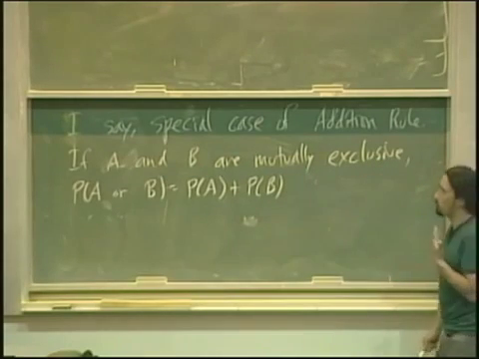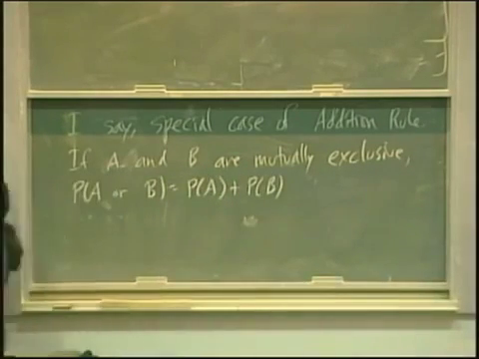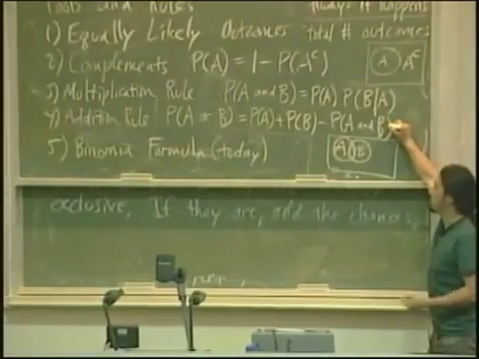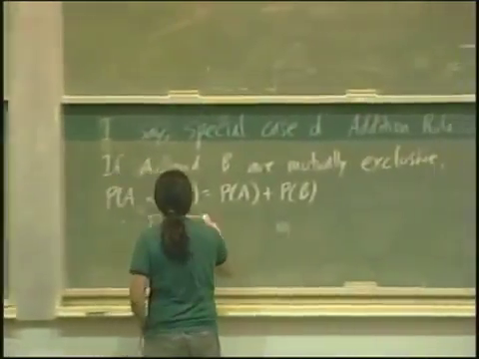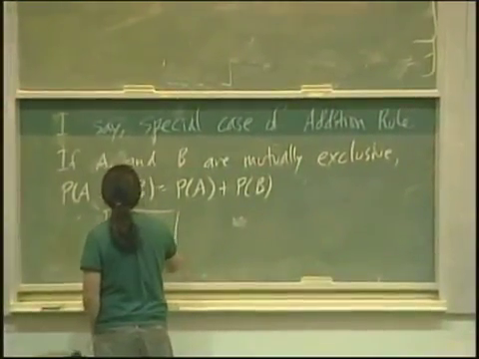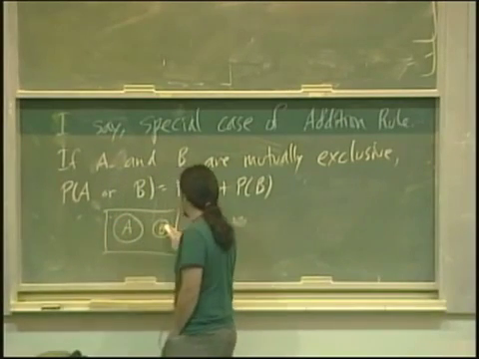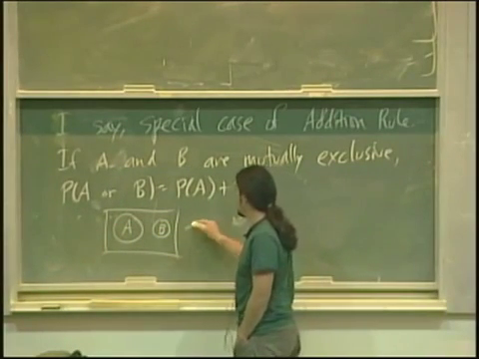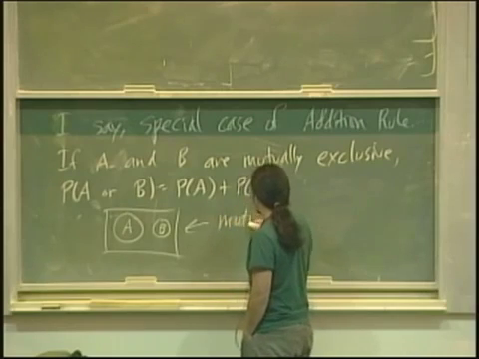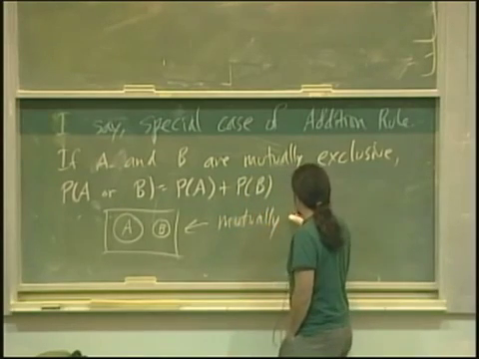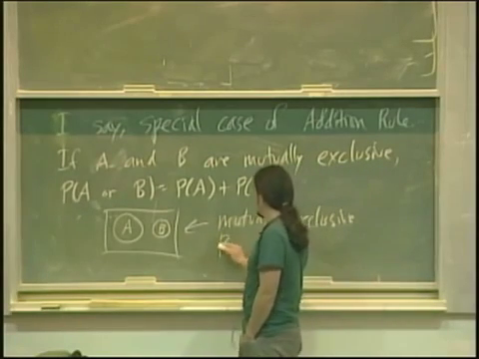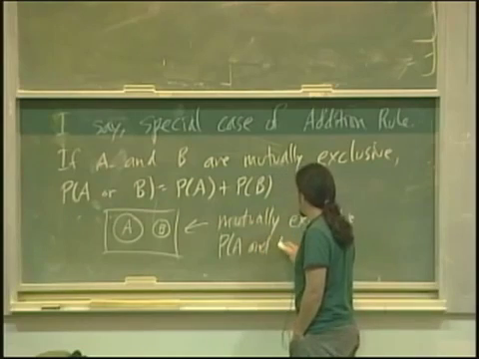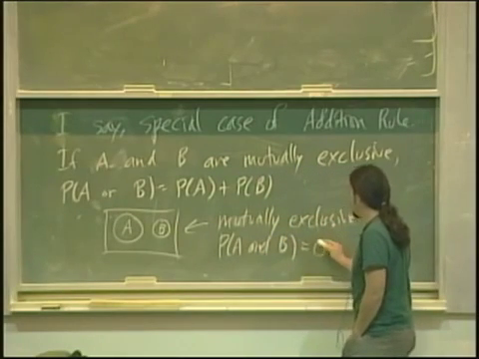Okay? So remember the reason why in the addition rule, the reason why we subtract this is to avoid double counting. Well, mutually exclusive means that it looks like this. Okay? Mutually exclusive means this. So there's no problem with double counting, because the probability of A and B is 0.